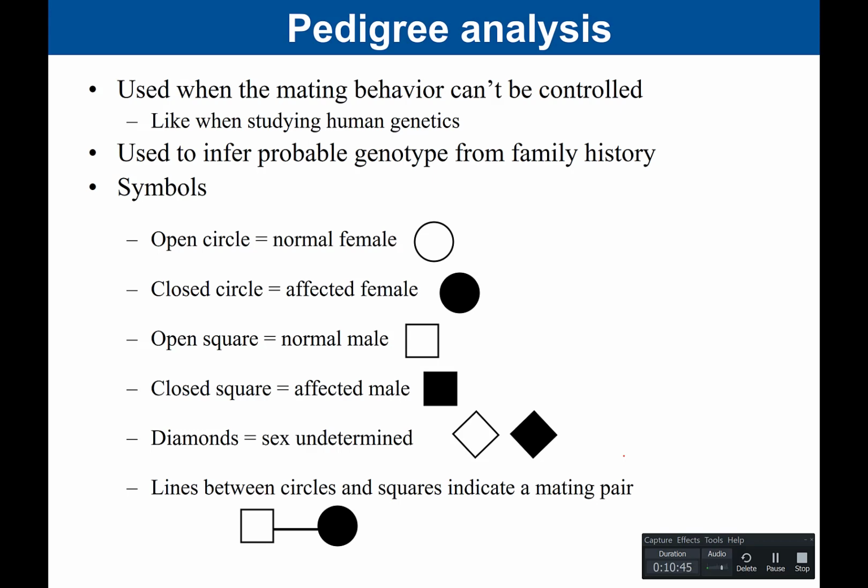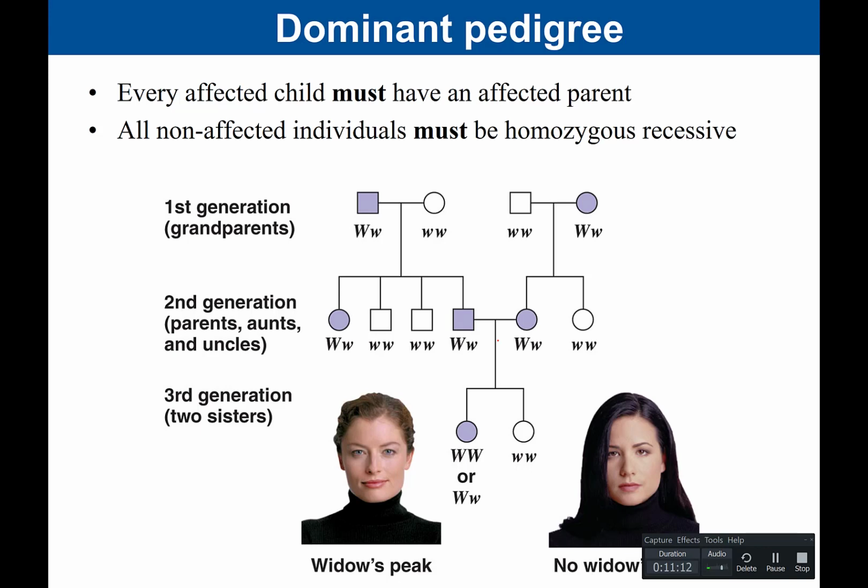So like if somebody was pregnant with a child and they didn't know the gender of the child, it would be indicated temporarily as a diamond. When we see lines between circles and squares, that indicates a mating pair, meaning that those two people are going to have children, and then you'll see a line coming down and you'll see their children. So if you're looking at a dominant pedigree, every affected child must have an affected parent, always. Because if you have a child that has the trait and the trait is dominant, that means that she had to get that dominant allele from one of her parents, right?